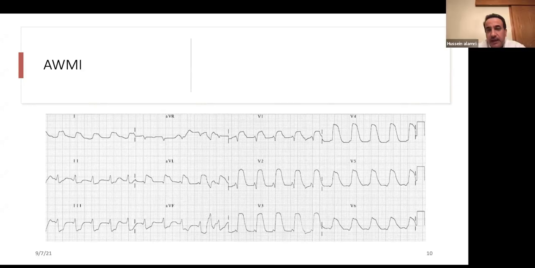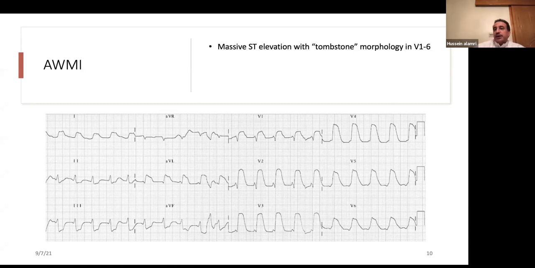Okay, there are several types of ST elevation. It can be convex, and it can be the tombstone, we'll talk about it later on. And it can be concave. And it can be, as you see here, diffuse ST elevation. This is almost a tombstone. This indicates an extensive anterolateral MI, and usually it is associated with poor prognosis. This is what they call tombstone.